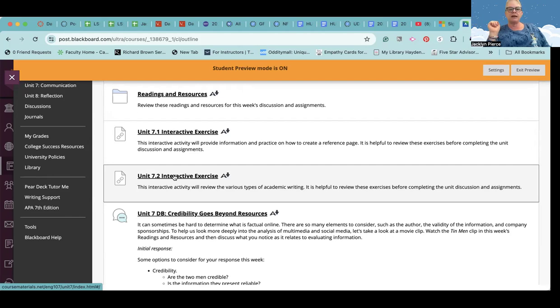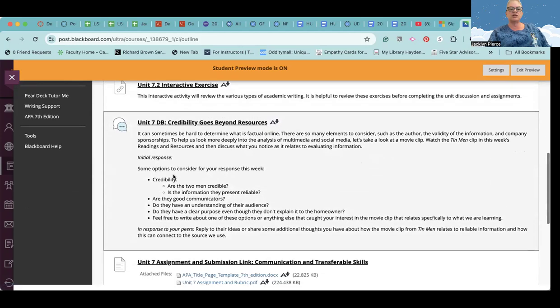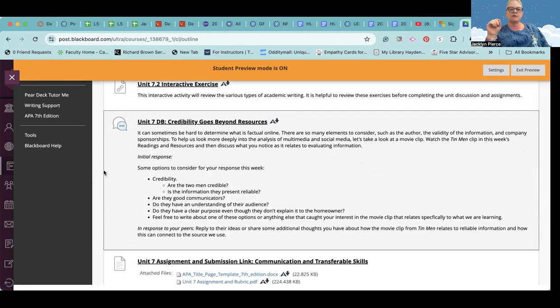So again, make sure you are taking these items in order: do the readings and resources first, then the interactives, then tackle the discussion board. So the discussion board this week, like I said, focuses on that clip from the movie Tin Men. It can sometimes be hard to determine what is factual online. There are so many elements to consider, such as the author, the validity of the information, and company sponsorships.